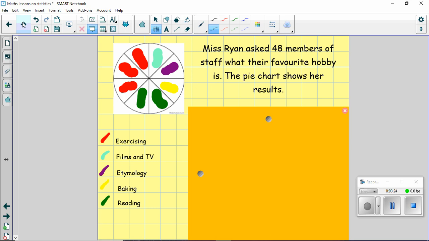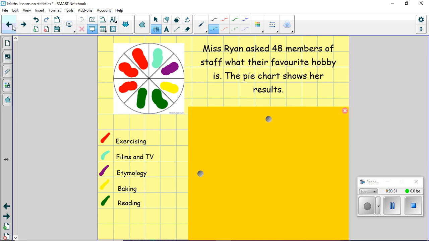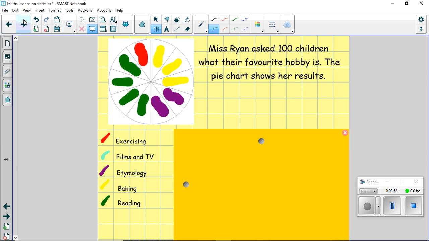Right, this next question, I've had to split this onto 2 screens. When you do this on My Maths, it will all be on the same screen. Let's have a look. Miss Ryan asked 48 members of staff what their favourite hobby is. The pie chart shows her results. So we've got red for exercising, blue for films and TV, purple for etymology, which we know what that word means because we've looked at it in our reading lessons. It means the history of words. Yellow is baking and green is reading. Very similar here now.